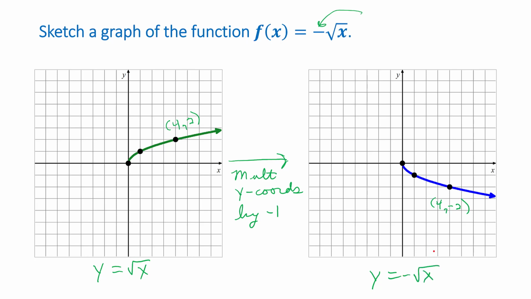And this is a rigid transformation, as the previous 2 examples have been. A rigid transformation does not change the shape of the original graph. It just moves it in some way. Okay, so let's move on to look at horizontal reflections, which are transformations that reflect a graph across the y-axis.